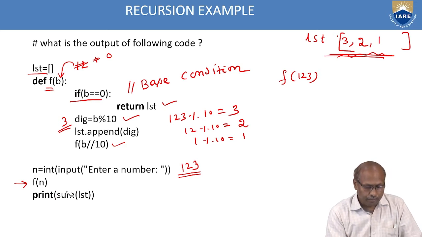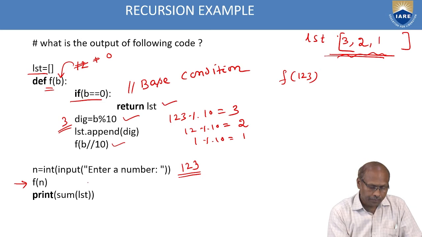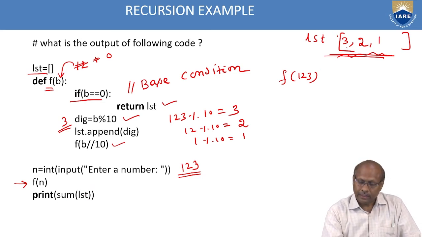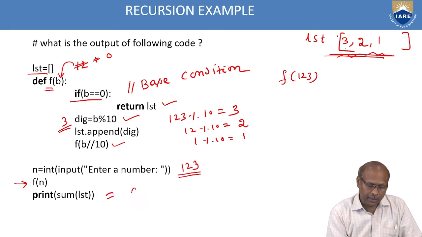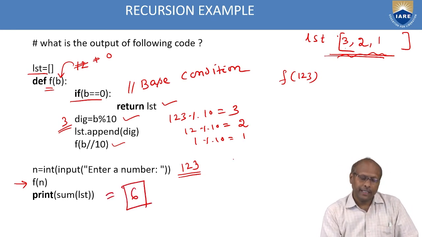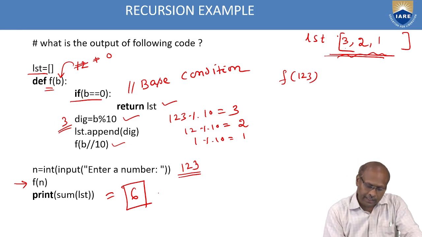sum of lst. When the function is returned, sum of lst. The sum function is adding all the numbers. So 3 to 1, this answer will be 6. That means it is adding the digits of a given number. So they will ask what is the output of the code. The answer is 6.